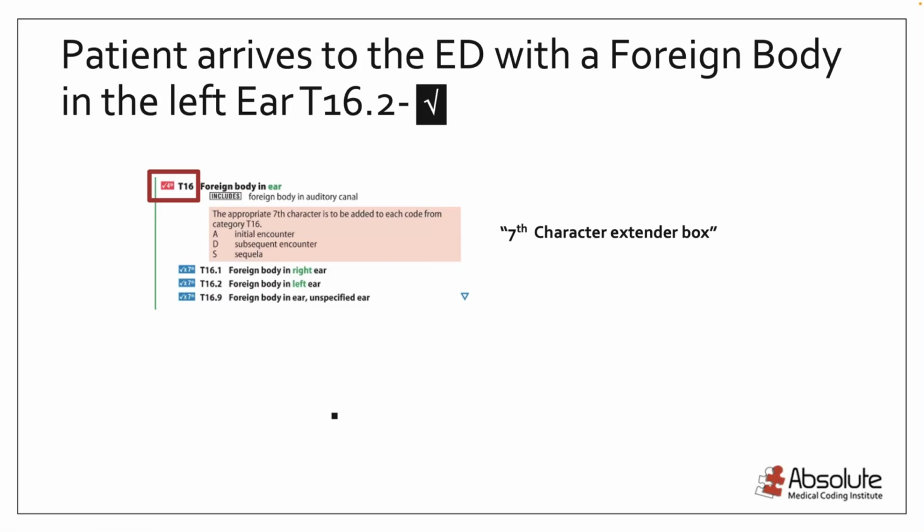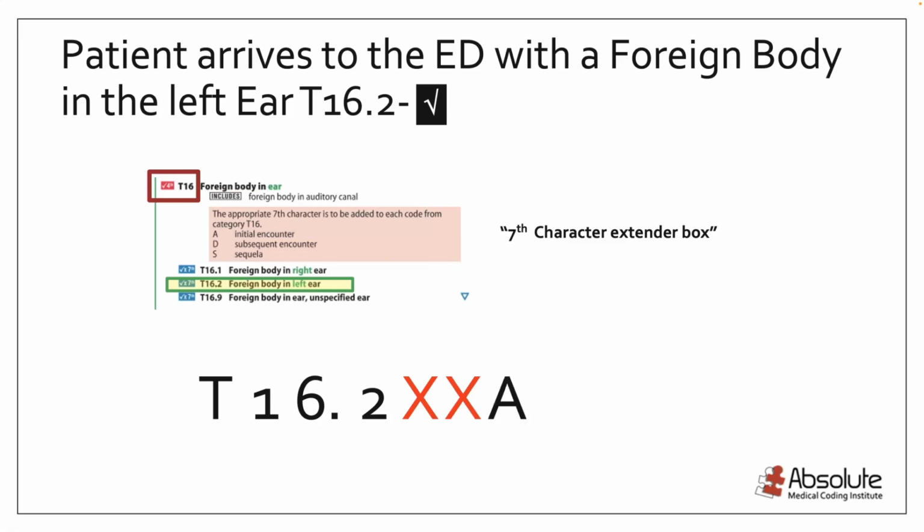We will use the 7th character extender box for the 7th character. We know this is left ear per the documentation, so we're going to use the T16.2. And to make it 7 characters, we're going to give it 1 X, 2 X's, and the 7th character extender of A will be last. It's always the 7th character. All right, so a lot of you got that right, and some of you needed a little hint and clue, and some of you had an aha moment, and remember, that's priceless. So you all okay? Everybody get it? Good. Okay, that is okay. You had an aha moment.